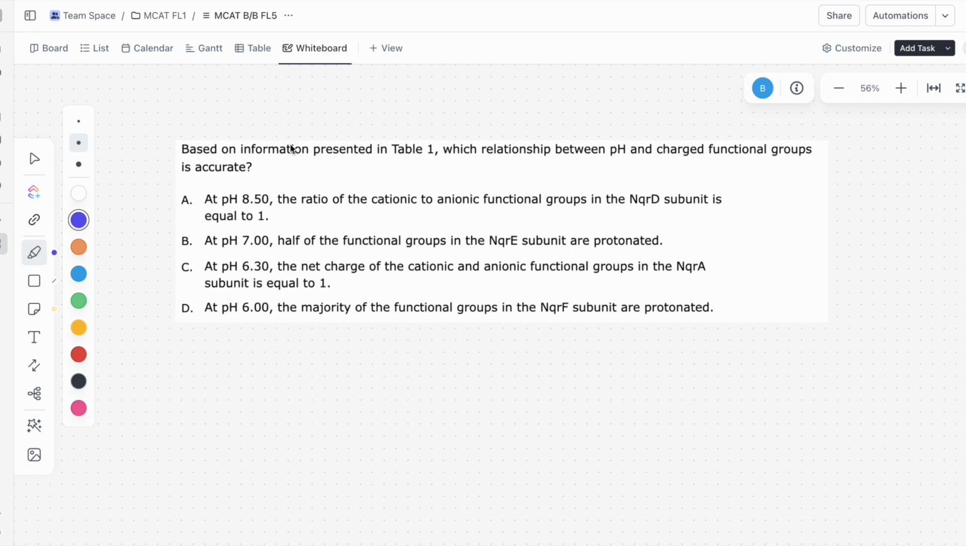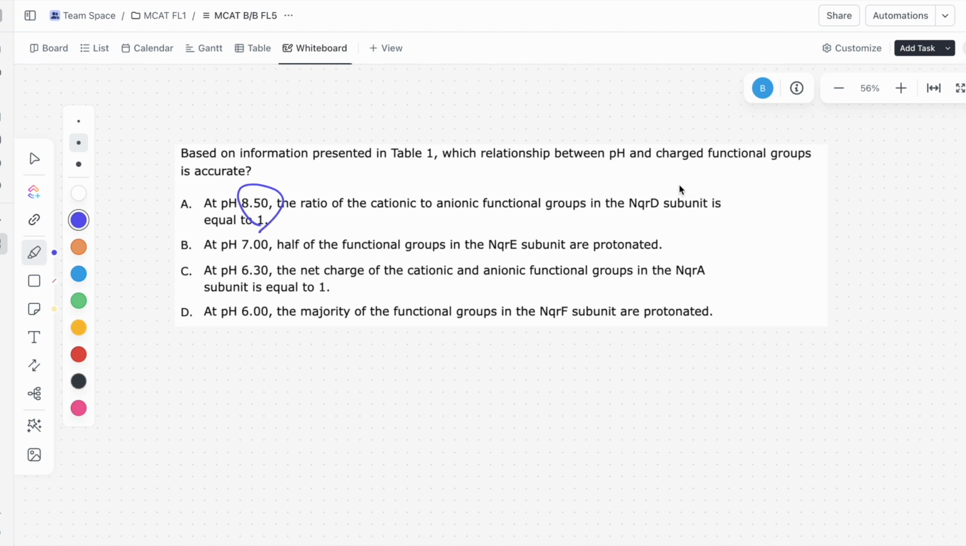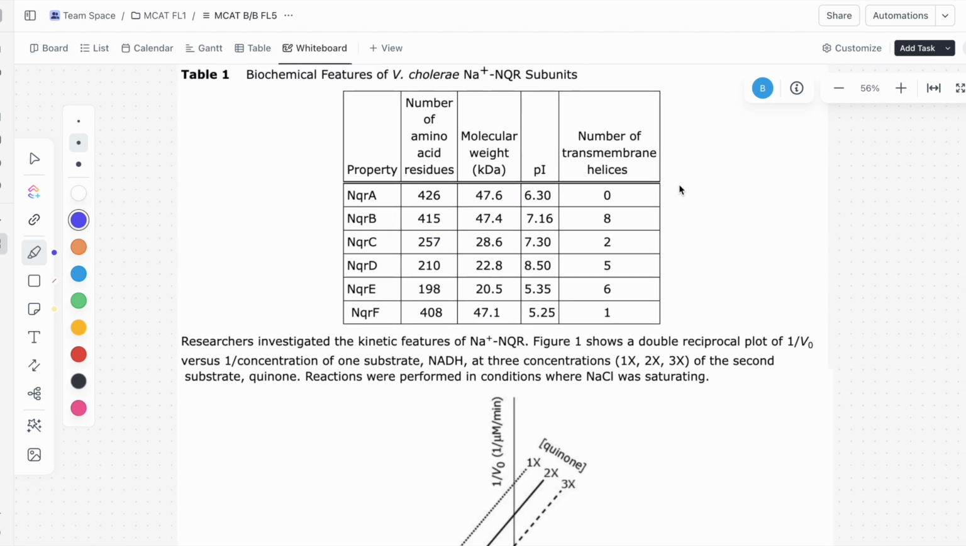All right, so this is passage 5. This is question 25 of that passage. And it states here that based on information presented in table 1, which relationship between pH and charged functional groups is accurate? So let's take a look at answer choice A. It says at pH 8.5, the ratio of the cationic to anionic functional groups in the NQRD subunit is equal to 1. So let's take a look.